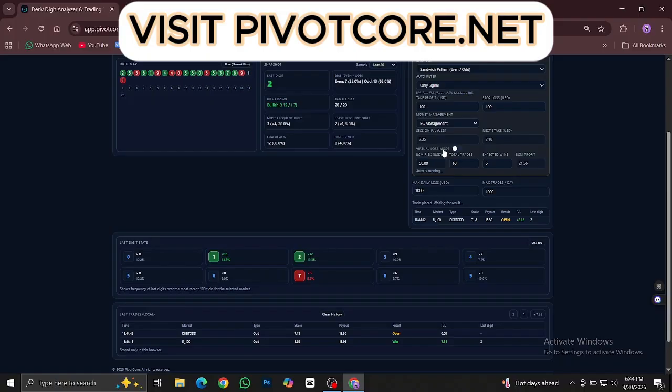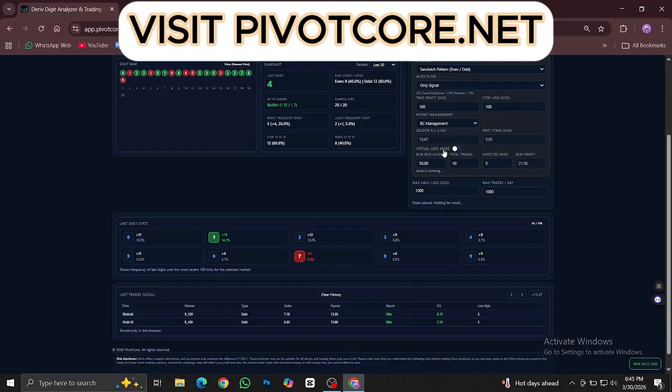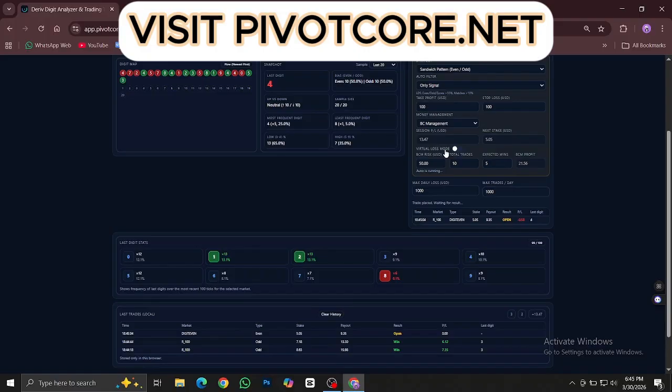Now, let's look at the plan. For this session, I've set a very realistic goal. We are running a 10-trade cycle with a target of 5 wins. Why only 5? Because successful trading isn't about winning every single time. It's about managing your mathematical probability. On PivotCore, setting this up is incredibly simple.